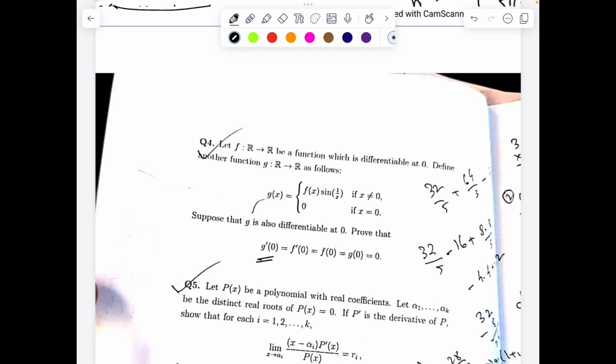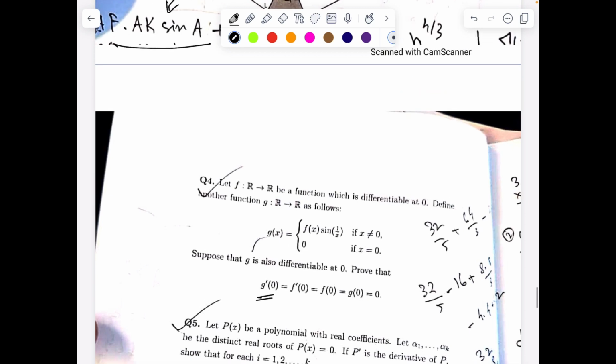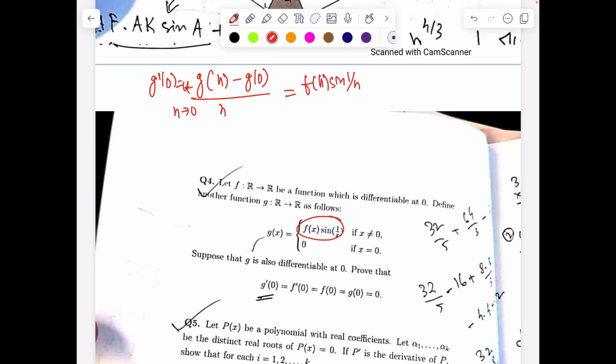Question 4 is again a standard question. So you could have done g dash 0. You could have started with the definition of derivative, so it's the limit as h tends to 0 of g of h minus g of 0 by h, right? Now what is g of h? According to the functional definition, it is f of h sine of 1 by h, minus g of 0 which is 0, divided by h.